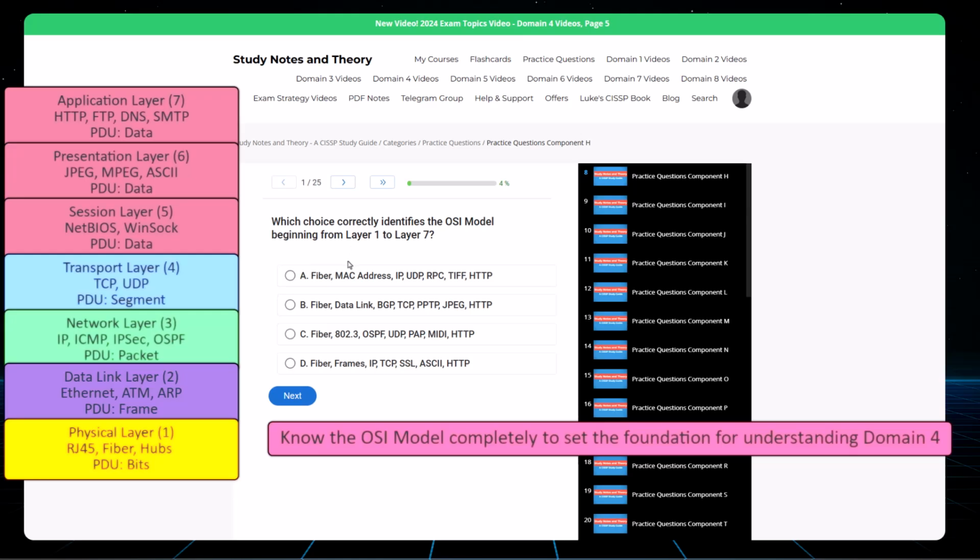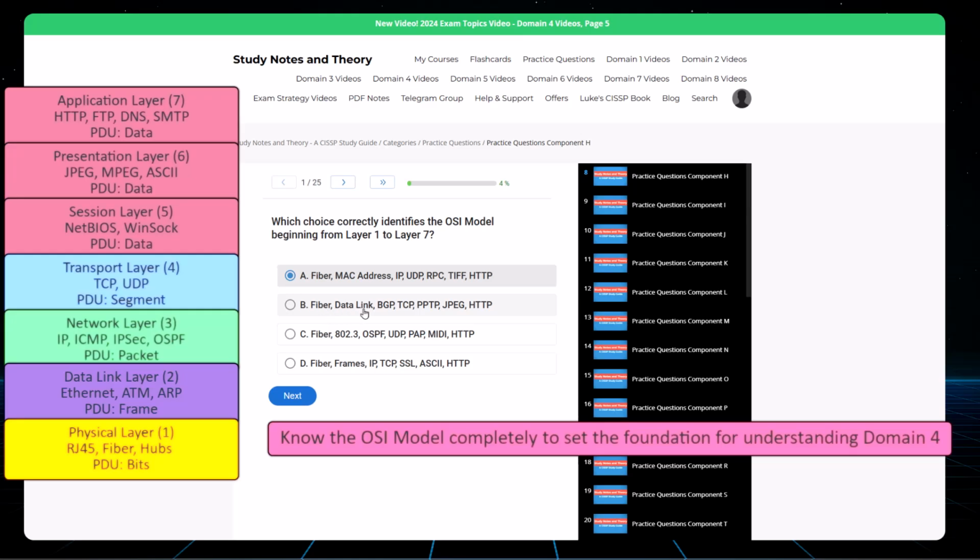So for choice A, fiber, MAC address, IP. Yeah, fiber optics is layer 1, so is MAC address, so is layer 3, IP, UDP is in layer 4, RPC is in layer 5, session layer, TIFF, definitely a presentation layer. Choice A looks like the right answer, but let's look over all the choices just in case. Fiber optic, yep, that's right.